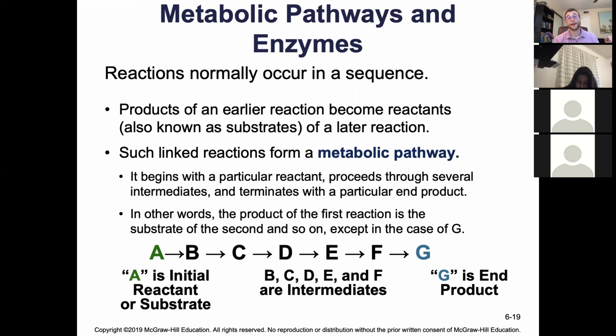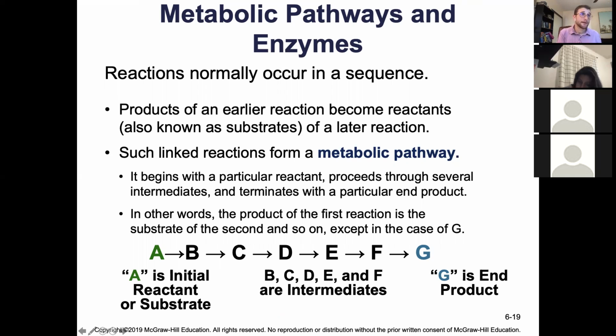This initial thing could be glucose, but our end product might be insulin. We have a long way to go to change glucose into insulin. We have to change it into multiple different things before we finally get it to what we finally need. So this whole pathway is a metabolic pathway.